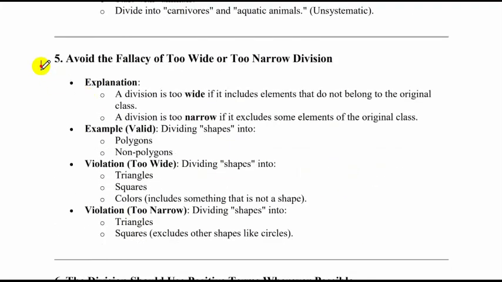Avoid the fallacy of too wide or too narrow divisions. Explanation: a division is too wide if it includes elements that do not belong to the original class. A division is too narrow if it excludes some elements of the original class. This is self-explanatory.